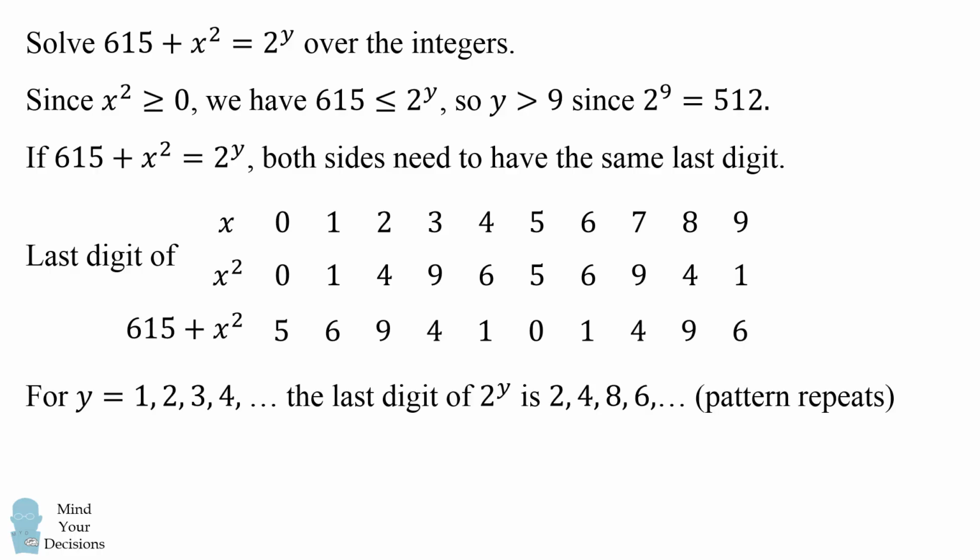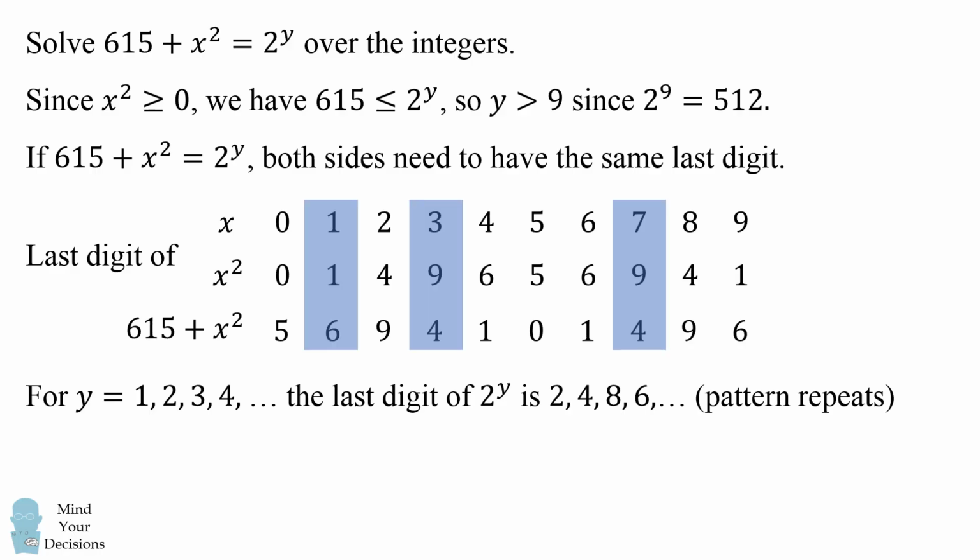You can figure this out by doing a few calculations. If you calculate the values for y is equal to 1, 2, 3, 4, and so on, you'll see a pattern. The last digit of 2 to the power of y will follow a pattern 2, 4, 8, 6. Then the pattern will repeat 2, 4, 8, 6, and so on for every 4 numbers. Now, in order that the last digits match, we look at the last digit of 615 plus x squared, and we want to see which ones correspond to 2, 4, 8, or 6.